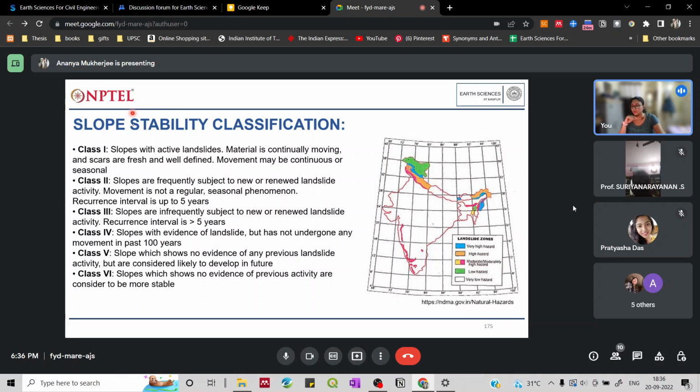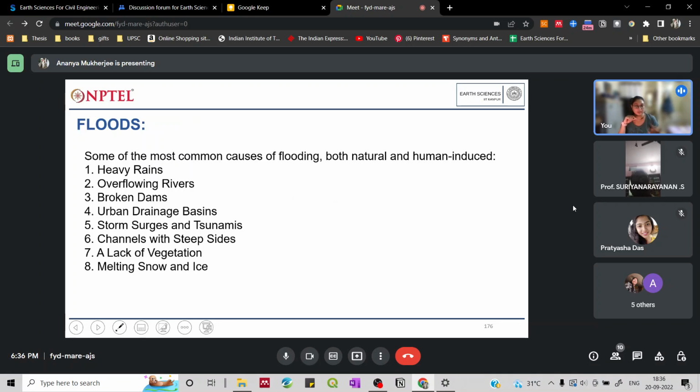So according to that, there are six classes. Now we come to the next natural hazard, that is floods. Floods are very common on the Indian subcontinent, and these are some of the most common causes. That is obviously climate related, also due to urbanization and human interference.